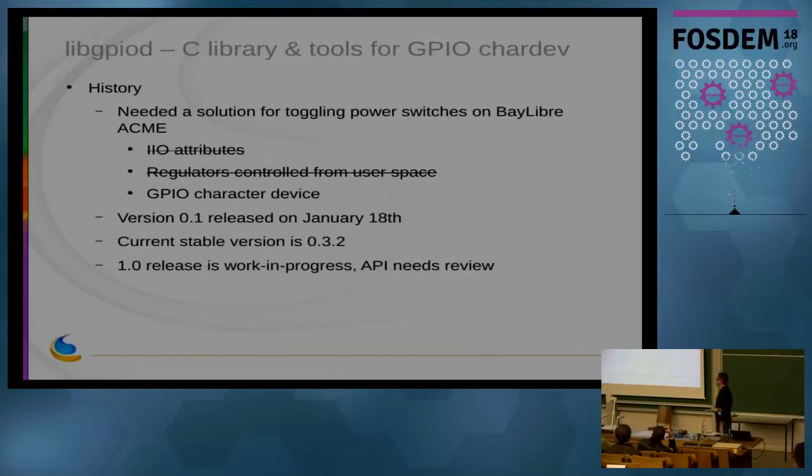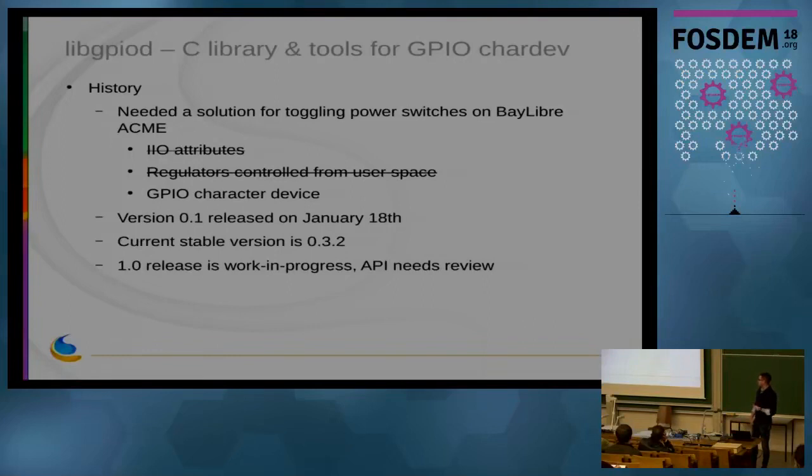I wrote this libgpiod project, which consists of a C library that wraps all these ioctls with a more robust API and a set of tools. This was written in a span of two weeks and released in January 2017. The current stable version is 0.3.2, but I noticed pretty fast that this initial API for the library had certain shortcomings, so I started to rework it.